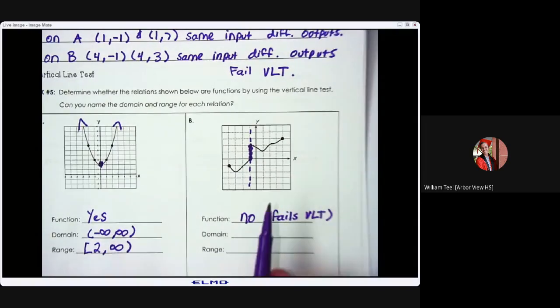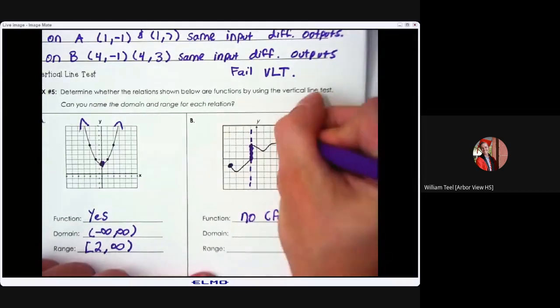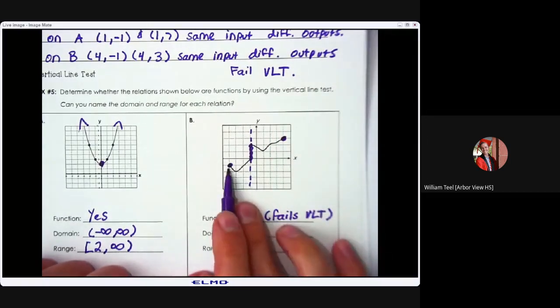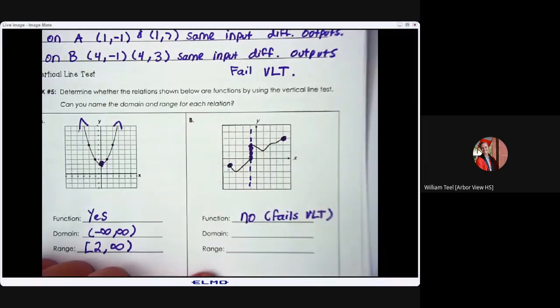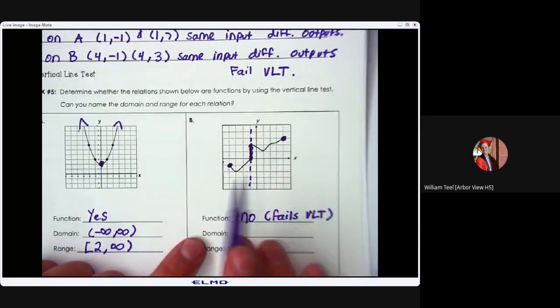Now, the domain of this function, this does not have arrows, okay? We have two segments at the end. That means that this graph stops at this point and this point. So my domain is not going to be all real numbers because I stop at these points. So let's go ahead and figure out what these x values are.